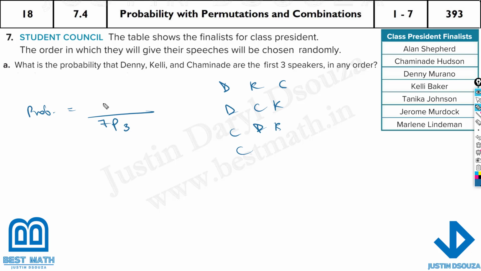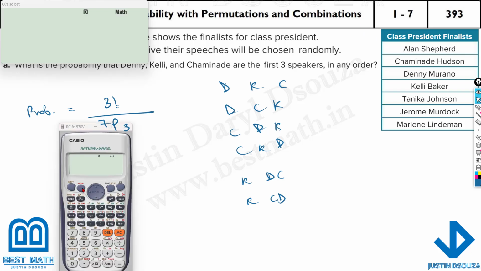How do we find that? There are only 6 possibilities. It's 3 factorial. That's it. That is how we find it, because we can keep on trying different orders, right? It will be K and D, and then the first term can be K, and then we have DC and KCD. So these are the 6 different possibilities that are desired, that we don't mind if any of these possibilities comes, that's fine. So 3 factorial is basically 6, and the total is 7P3. That's it. Let's put that in the calculator and check.